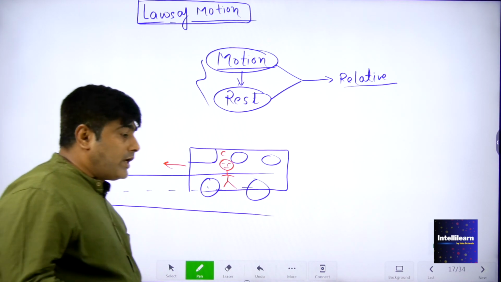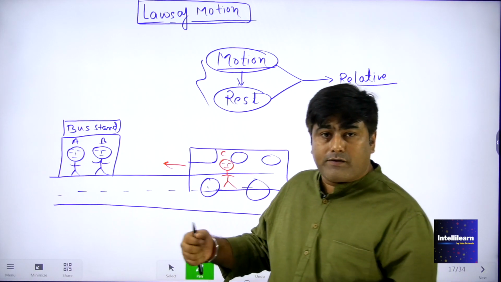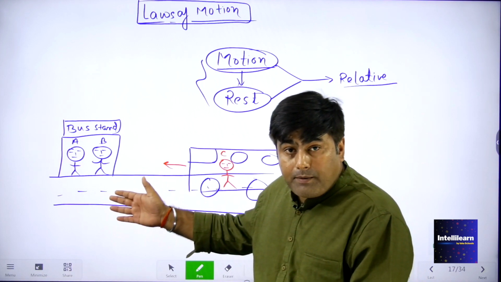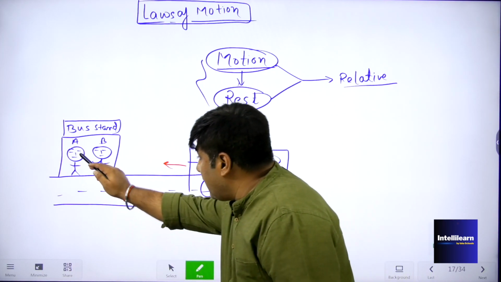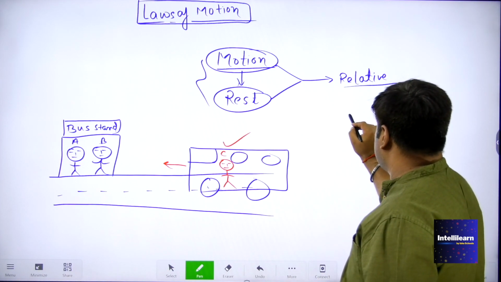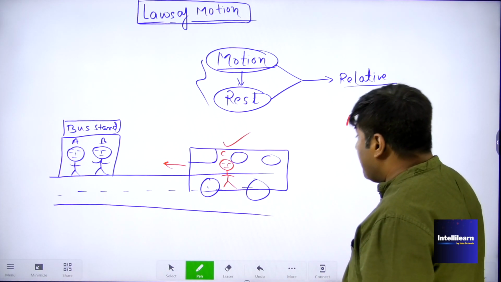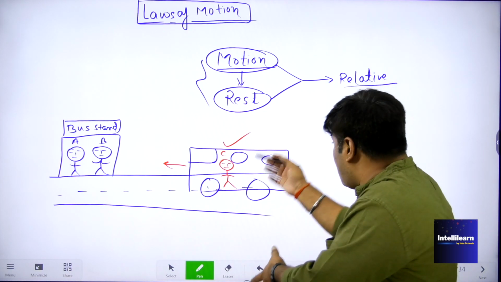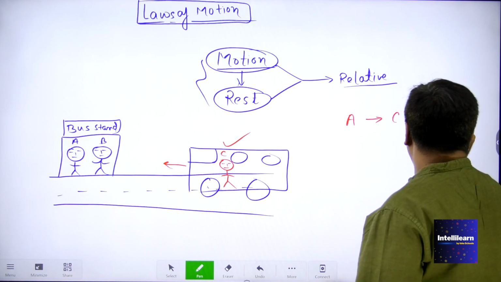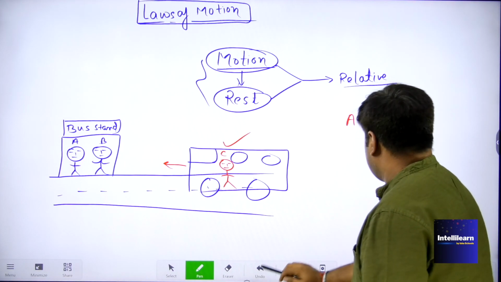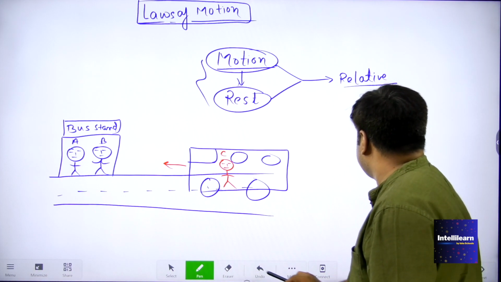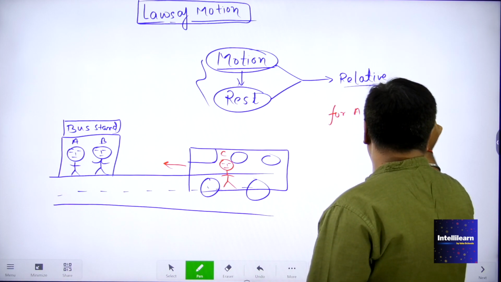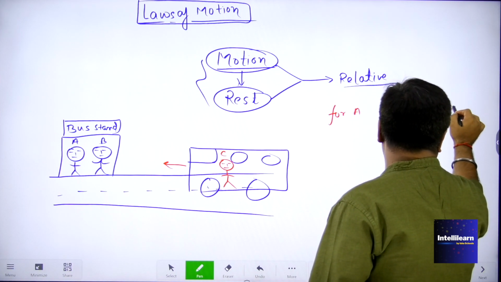If A is looking at C, then A will tell his friend B, look B, the bus is coming, and the bus is coming means the bus is moving. So for A, the bus is moving. So the first interpretation is, for A, the bus is moving. If the bus is moving, every object inside the bus is also moving. So for A, C is moving.